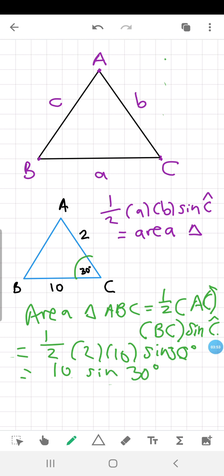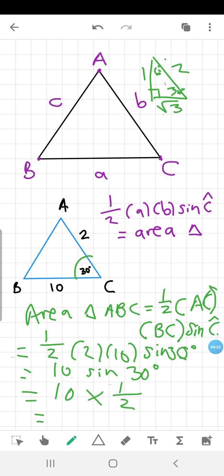Sine 30 is a special angle. You can use your calculator, but it's also something that you can just memorize. In a 90-degree triangle with 30 degrees as one angle and 60 degrees as the other angle, sine of 30 will always be a half, and sine of 60 will be square root 3 over 2. So you will simply substitute a half in the place of sine 30. So 10 times a half, and that is equal to 5 units squared.